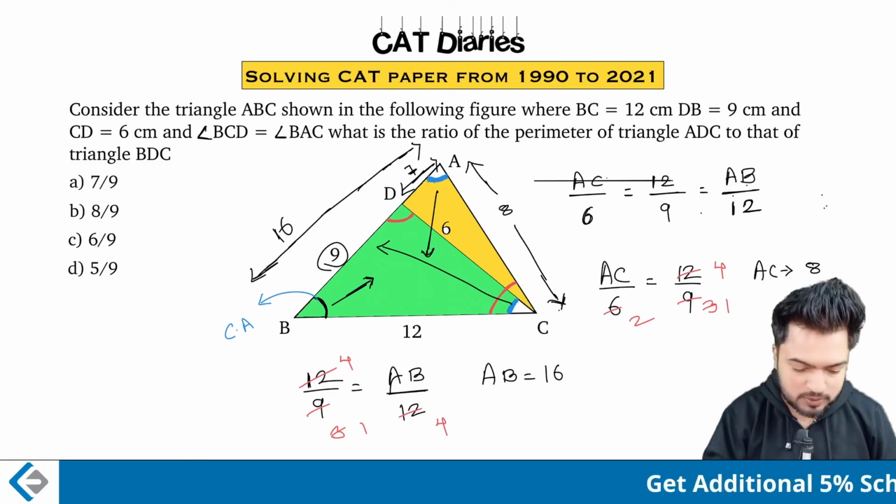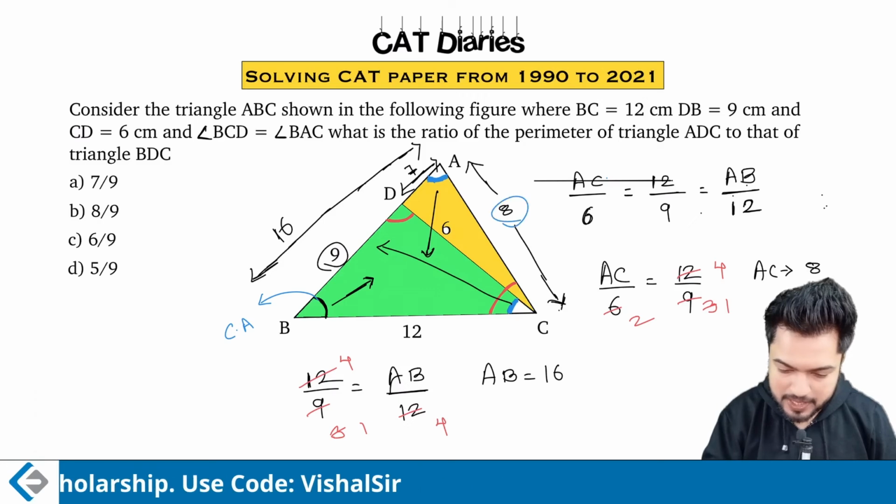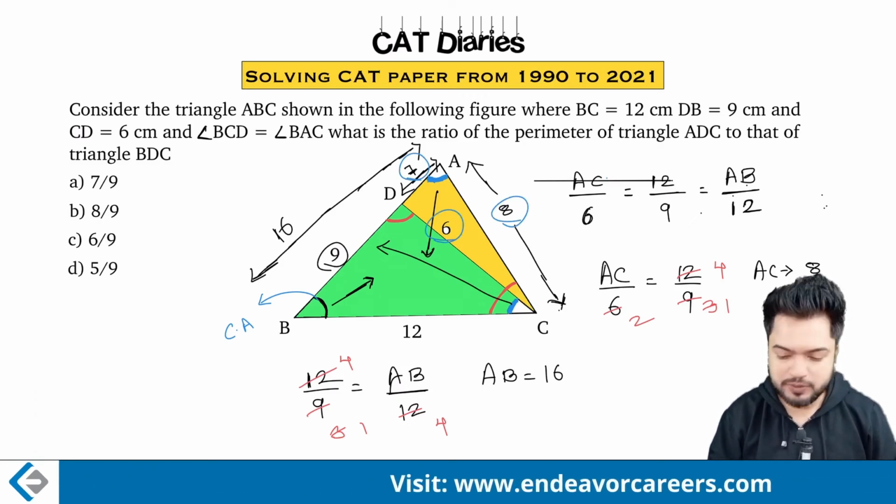What is being asked to me now? Perimeter of triangle ADC. So ADC, what is the perimeter? 8 plus 7 plus 6, which is equal to what? 14 plus 7, 21.